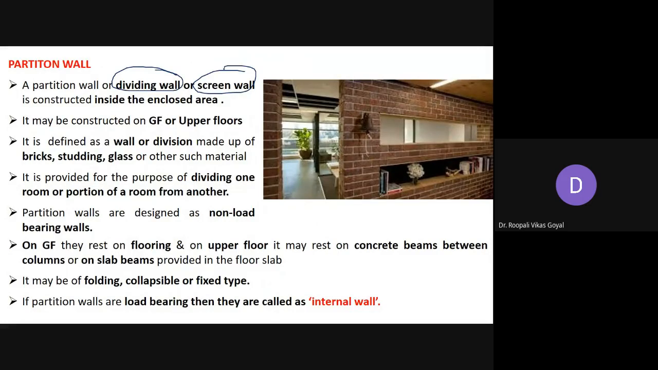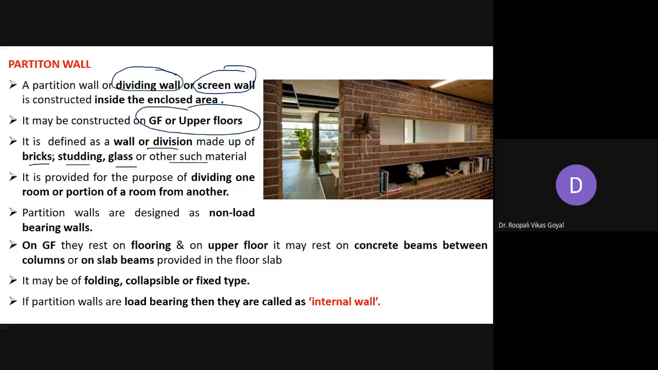inside the enclosed area. So if you have one room which is very big and you want two rooms in that, in between you can have some dividing wall, so that will divide the space and you can have two rooms now. Generally it may be constructed at ground floor or on the upper floor also. It is defined as the wall or division made up of bricks, studding, glass or other such materials.